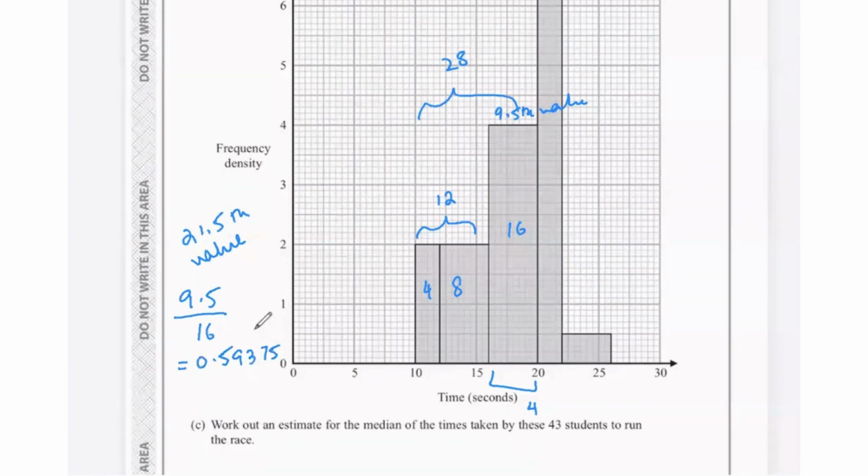0.59375. Since we know the class interval is 4 over here because we're going from 16 to 20, to find the value based on the class interval, we multiply 0.59375 with 4, and that basically gives us 2.375. Now to find the median value, what you will do is you will add that to 16.